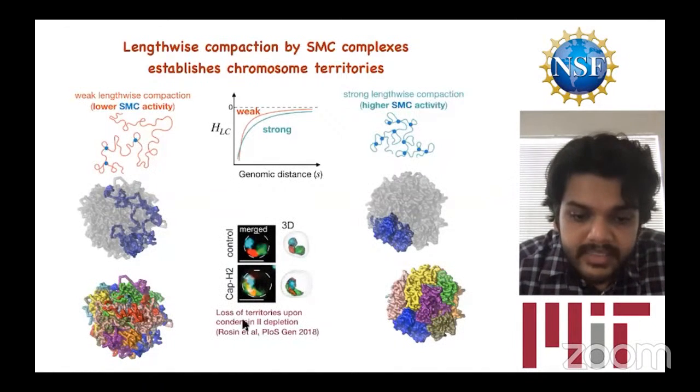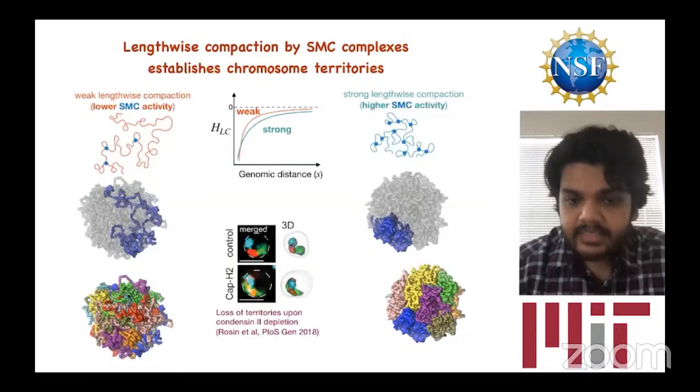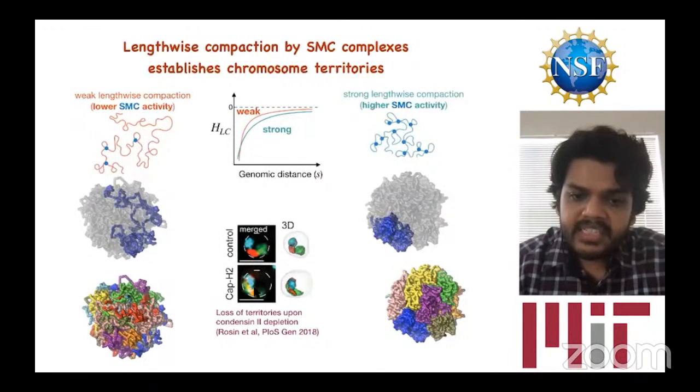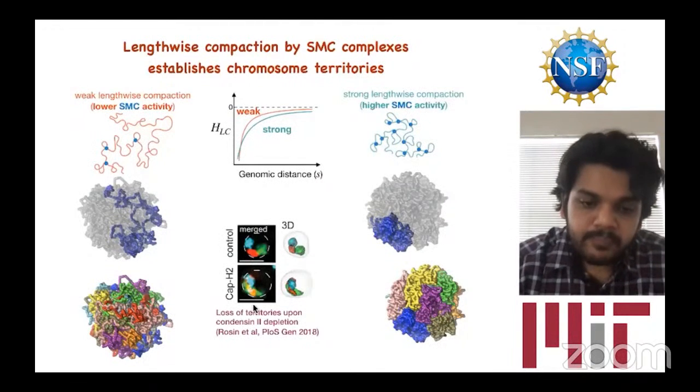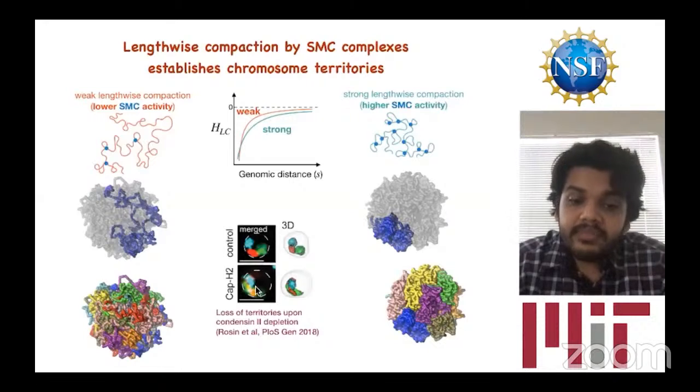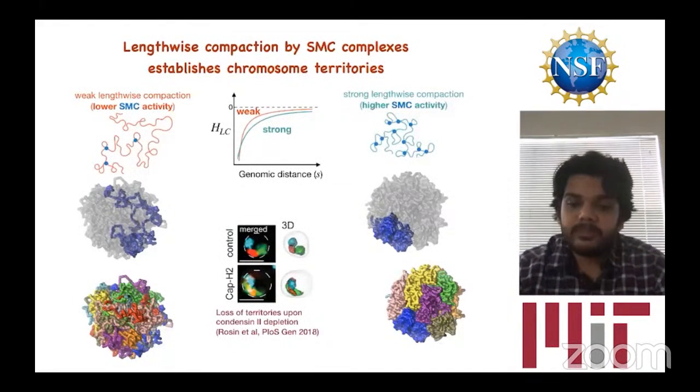These are some nice experiments where you see the wild type case, in which different chromosomes occupy different territories. But as soon as you deplete one of the SMC complexes, condensin II, where CAPH2 is a subunit of condensin II, the territory formation is lost, and this kind of effect we see in our simulations as well.